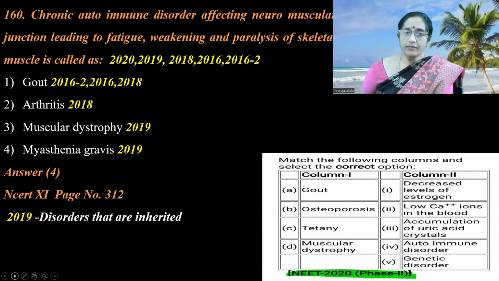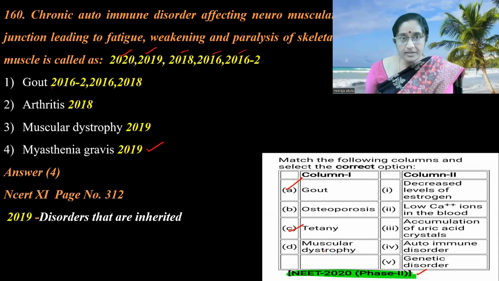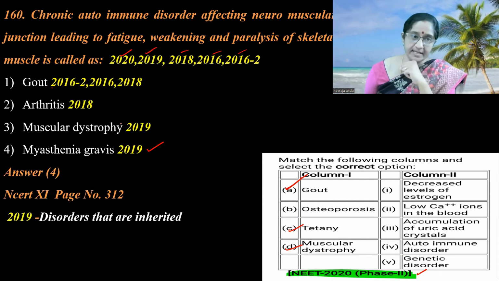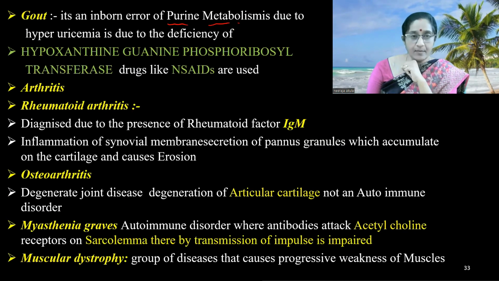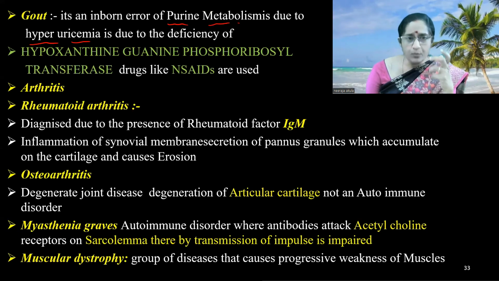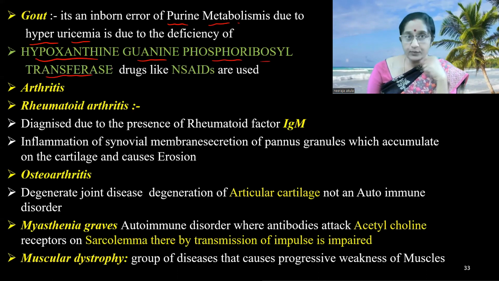A chronic autoimmune disorder affecting the neuromuscular junction, leading to fatigue, weakening, and paralysis of the skeletal muscles, is called myasthenia gravis. In this 2020 phase 2 paper, you will come across gout disease and muscular dystrophy, which are given here in the form of options. Gout disease is an inborn error of purine metabolism where hyperuricemia is observed. Uric acid formation is more because of deficiency of the hypoxanthine guanine phosphoribosyl transferase enzyme.